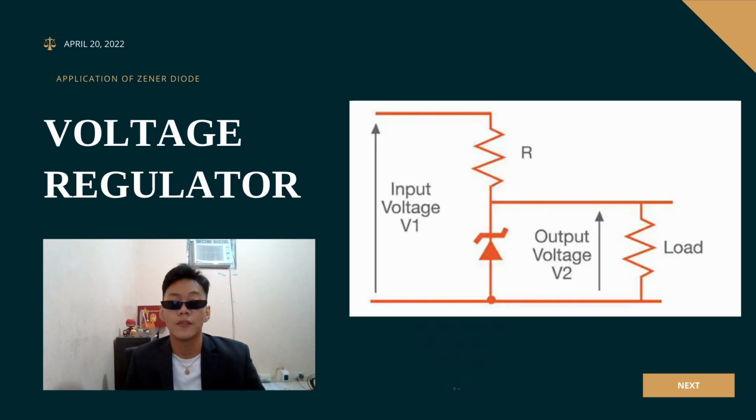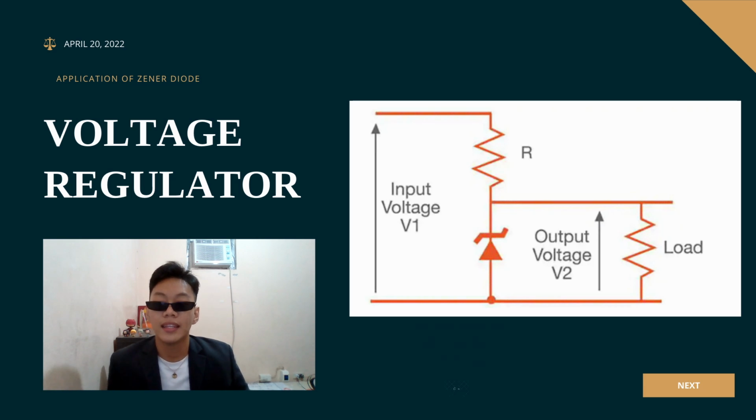From the term itself, ang isang voltage regulator ay ginagamit to maintain a constant DC output voltage. An ideal regulator would output a constant voltage regardless of input fluctuations or variation of load current.